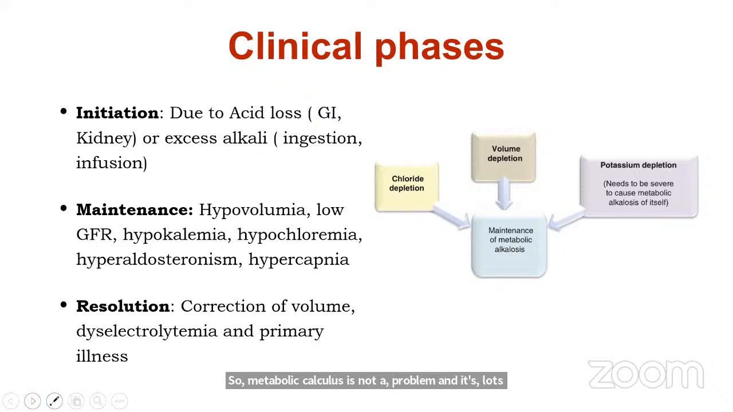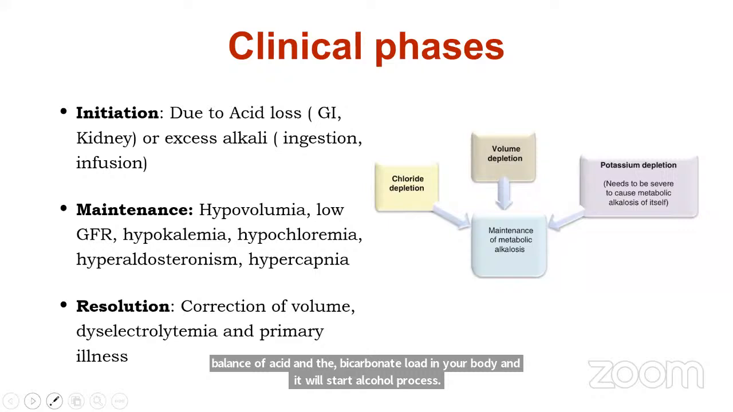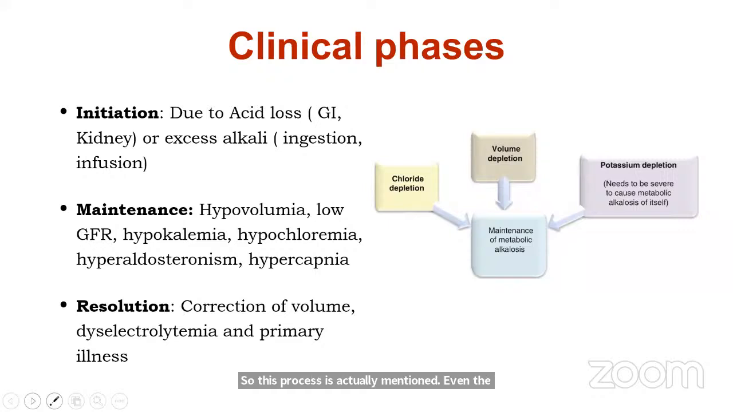And it actually has 3 phases. One is the initiation phase, that is associated with the loss of acids or the gain of bicarbonate in your body. The acid may be lost through your GI tract or through your kidney, and you can have more bicarbonate, like an alkali load, in your body through ingestion or infusion. That will start the process and tilt the balance of acid and bicarbonate in your body, and it will start the alkalosis process.